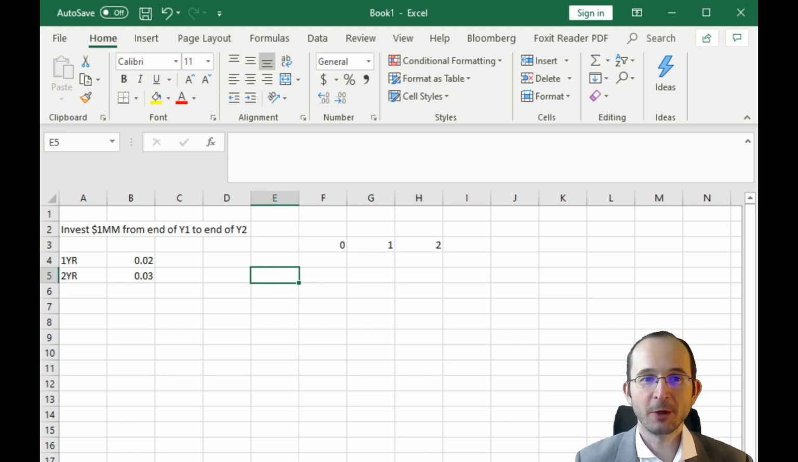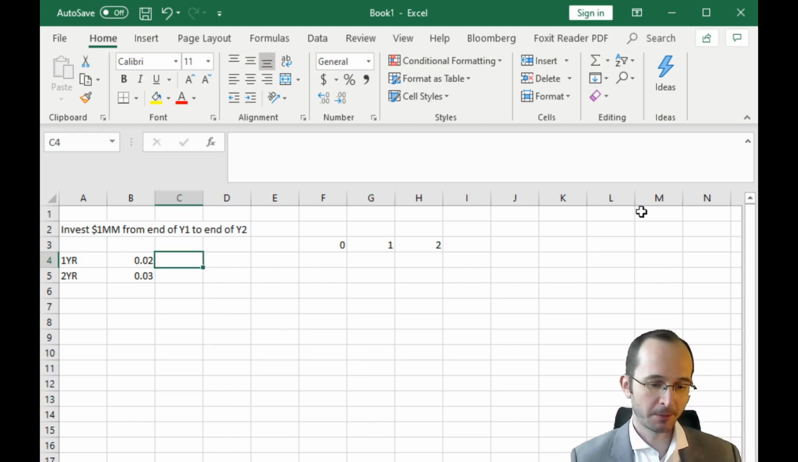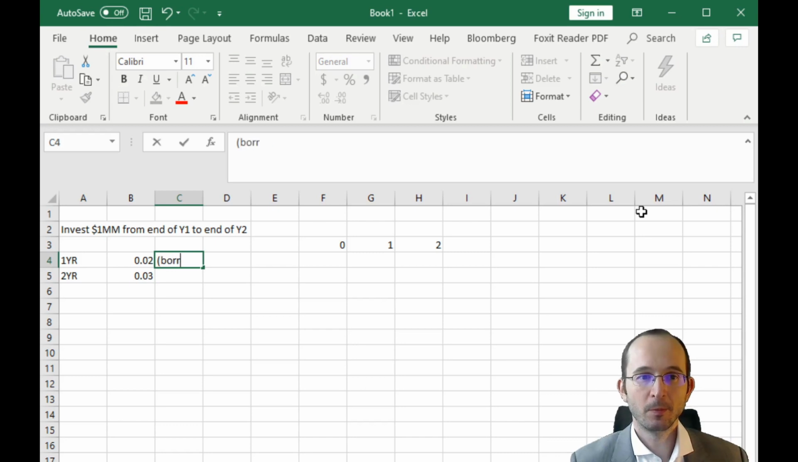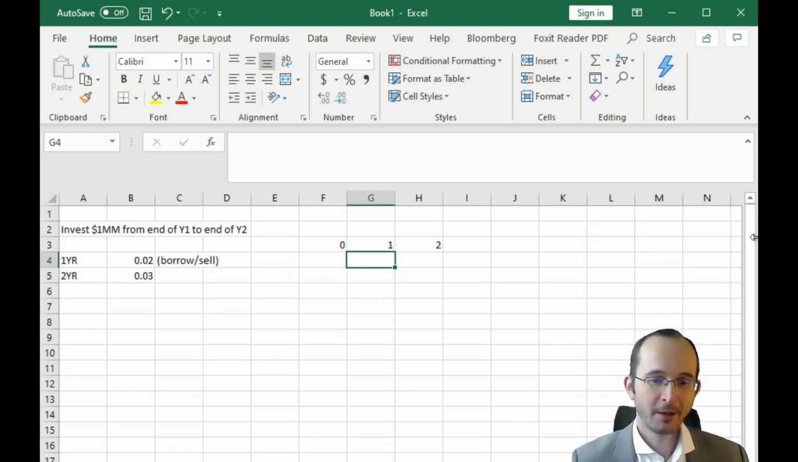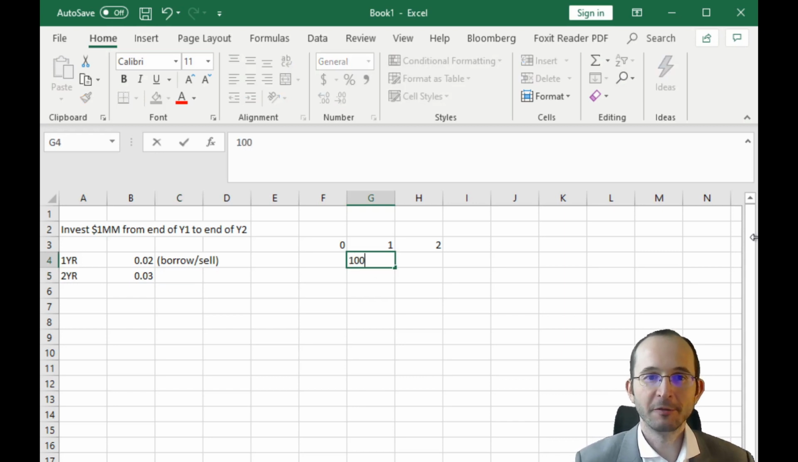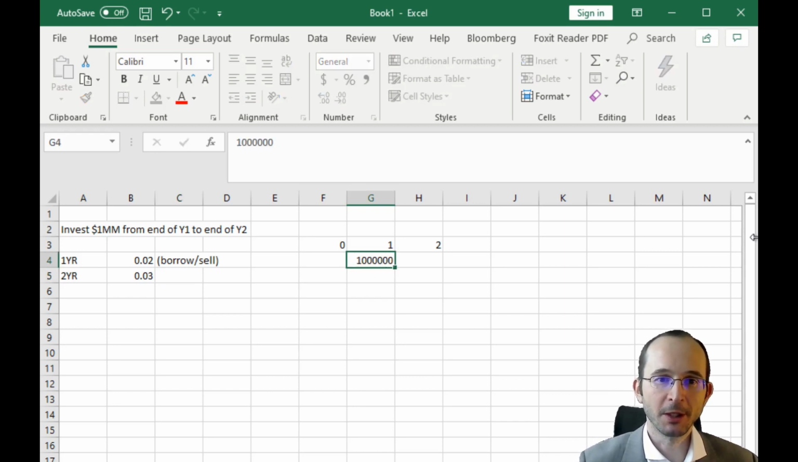Well, right now in year 0, we don't have any money, so I guess we better get some. Now, if we know we're going to have $1 million to invest at the end of year 1, what we can do is we can actually use the 1 year zero coupon bond to borrow against that 1 million. So let's actually then sell the 1 year zero coupon right now with a face value of that $1 million that we're going to get to invest.